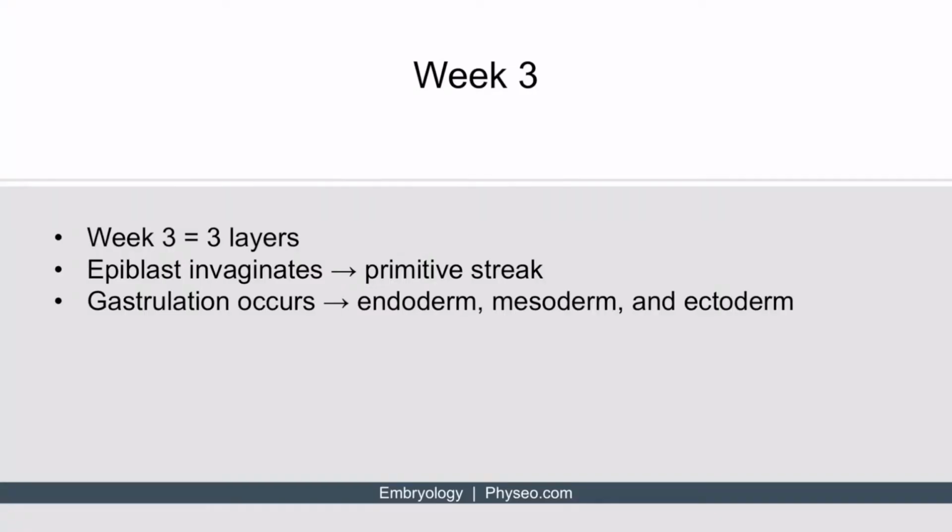So in summary, during week 3, 3 layers are formed. This occurs as the epiblast invaginates downward, which results in the formation of a primitive streak. The cells from the epiblast begin to migrate through this area, which is called gastrulation, and this results in the formation of the endoderm, mesoderm, and ectoderm.